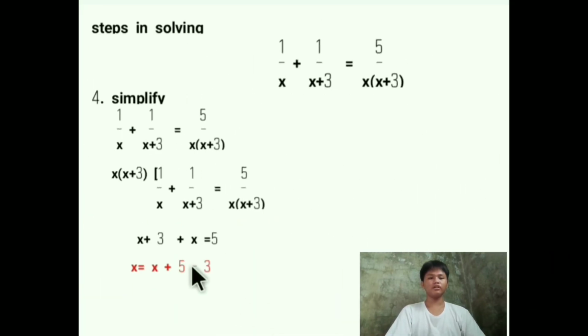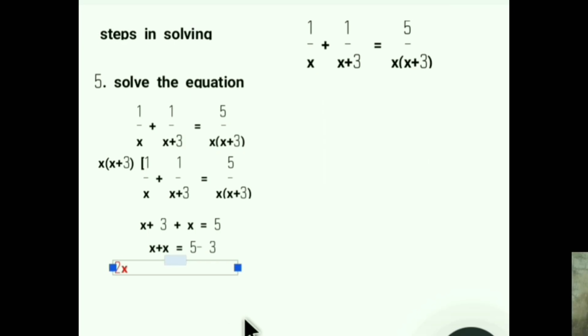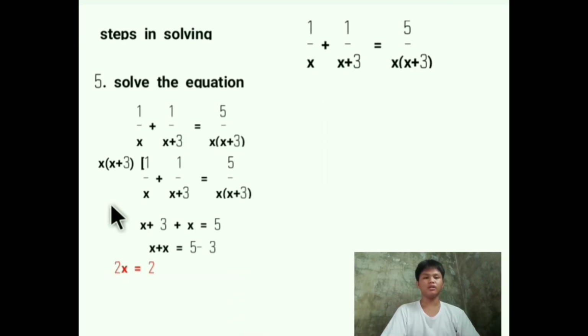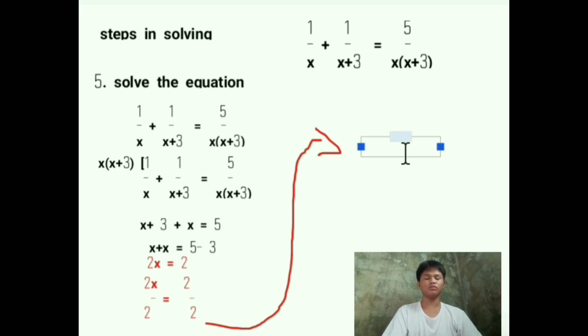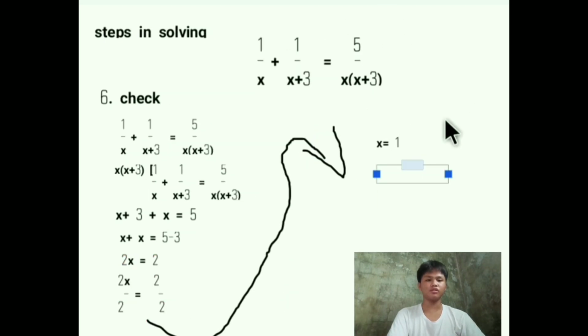You need to combine all like terms, so x plus x equals 5 minus 3, and now you need to solve the equation. X plus x equals 5 minus 3 will be 2x equals 2. We have to remove this 2 here, so we're going to divide: 2x over 2 equals 2 over 2. It will be x equals 1. Now that we're done solving this, let's proceed to check.